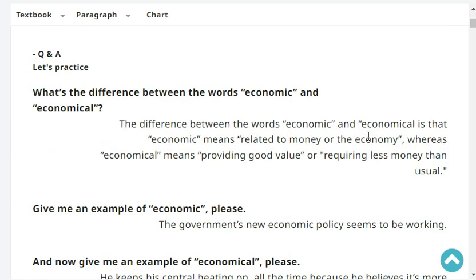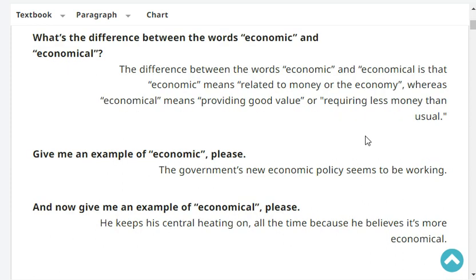What's the difference between the words economic and economical? The difference between the words economic and economical is that economic means related to money or the economy, whereas economical means providing good value or requiring less money than usual. Very good.